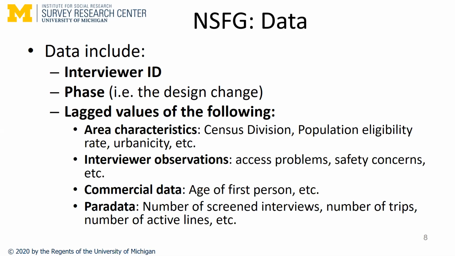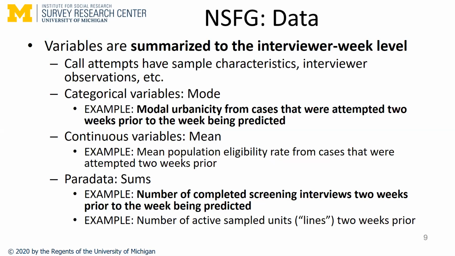And importantly, paradata, so the number of screened interviews, the number of trips made in a week, and the number of active lines, for example. There are a number of variables. Now, these variables are summarized to the interviewer week level. So each interviewer works a week, we create a record for that week, and we summarize information to that interviewer week. So call attempts have sample characteristics, right? So we got to keep this straight in our head. Call attempts each have sample characteristics. Now, if you call a case multiple times, you're just repeating those same sample characteristics. Those are fixed. But the number of call attempts will change.